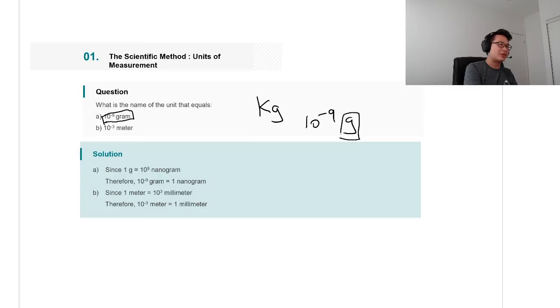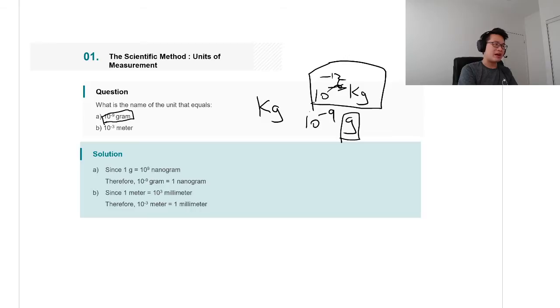Again, gram is not the SI unit. So when we convert it to kilogram, let me do a rough calculation, it should be 10 to the minus 12 kilogram. But every time you have to tell other scientists or even your classmate that you measured a really, really light mass of 10 to the minus 12 kilogram, it makes things so complicated and so redundant.